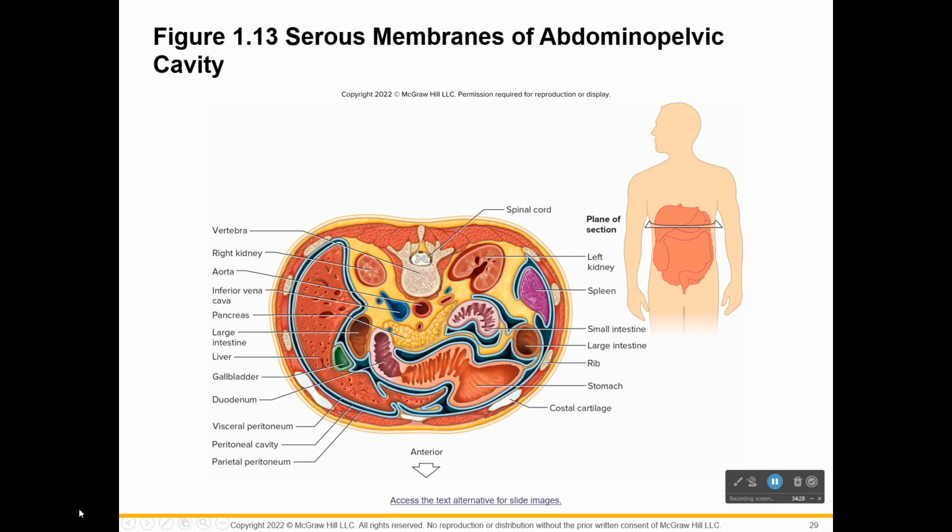And so those are our 3 examples of the serous membranes. Visceral and parietal, know where those are. Visceral always on the organ, parietal lining the cavity.